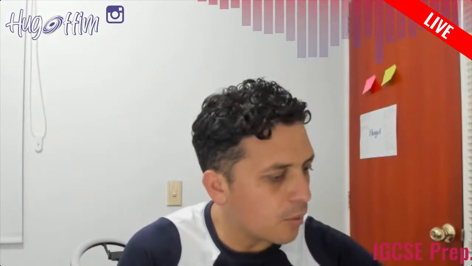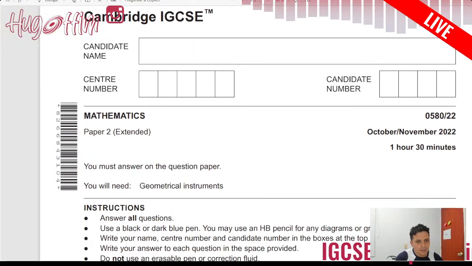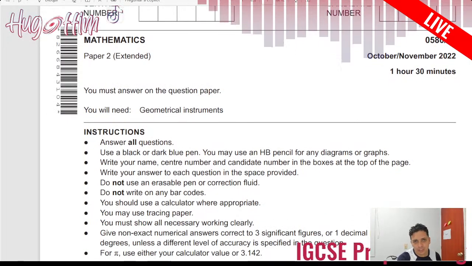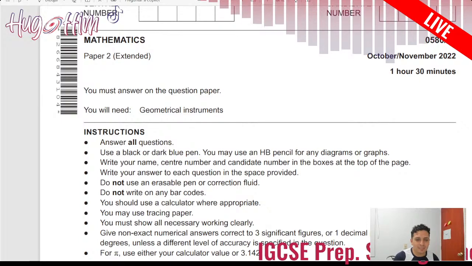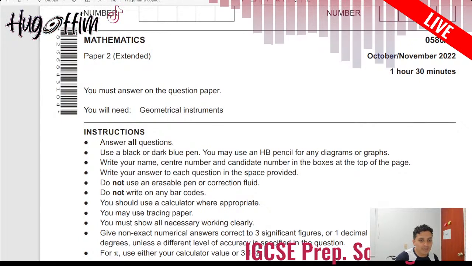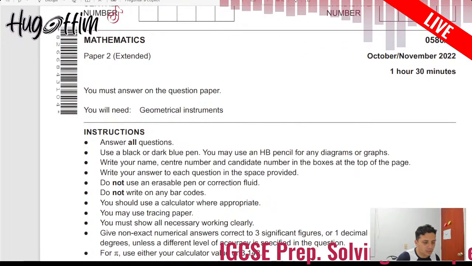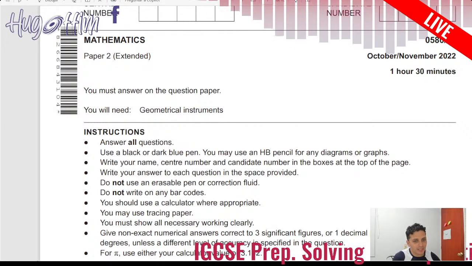with our IGCSE exam. Here is mathematics paper 2 extended. Remember to have your geometrical instruments. In this case, I'm not going to use geometrical instruments because I don't have them here. Maybe in the future we're going to have a compass or more rulers in our materials here. So far we don't have. So help me with this. Tell me which program I can use.